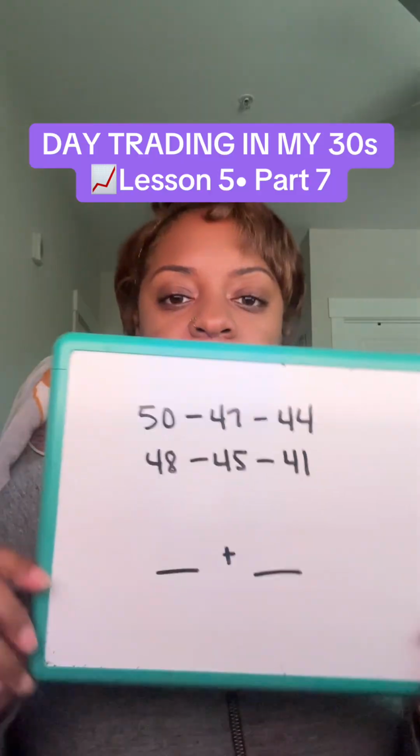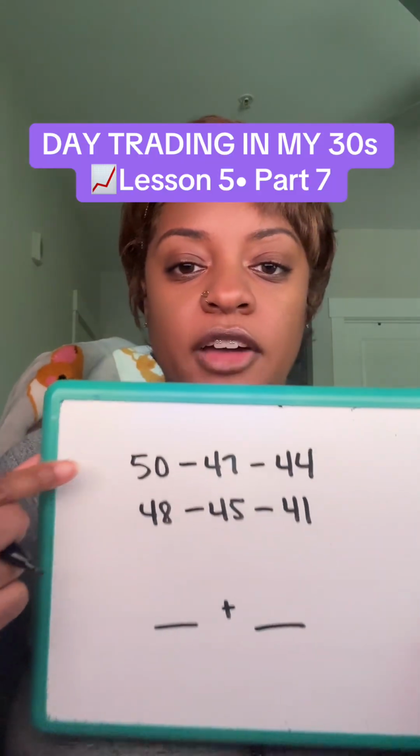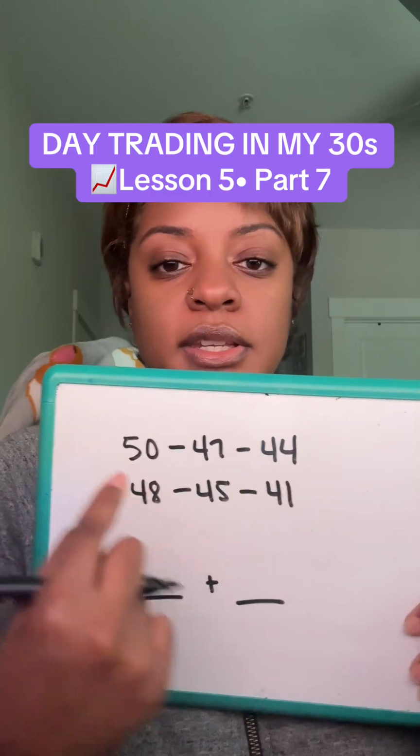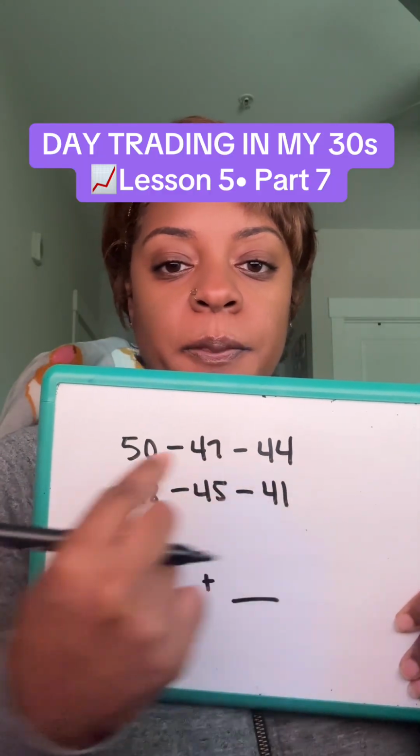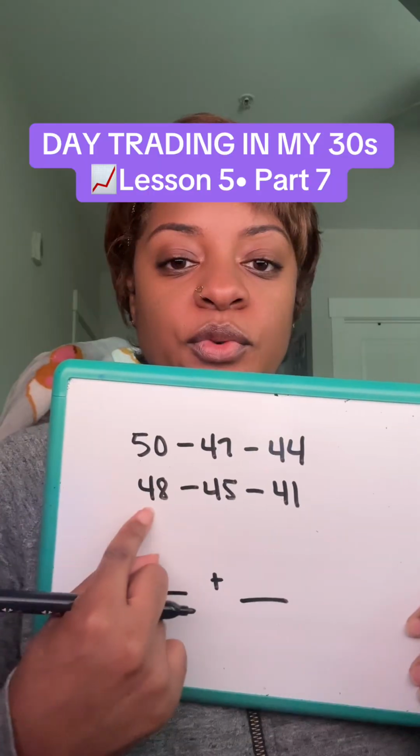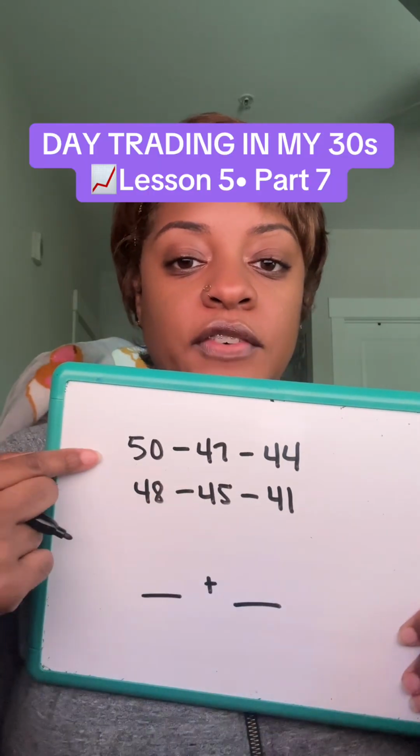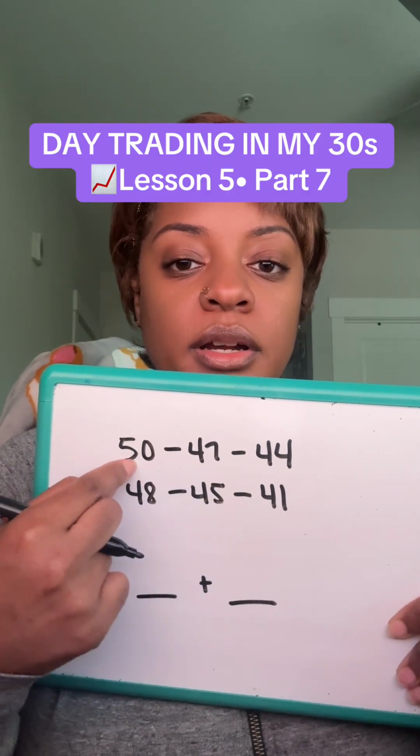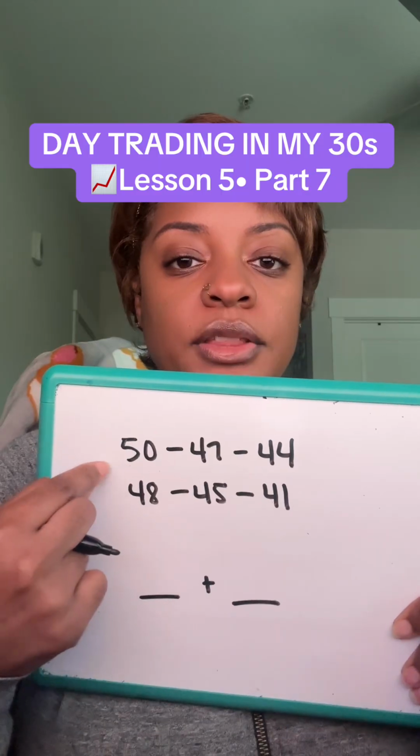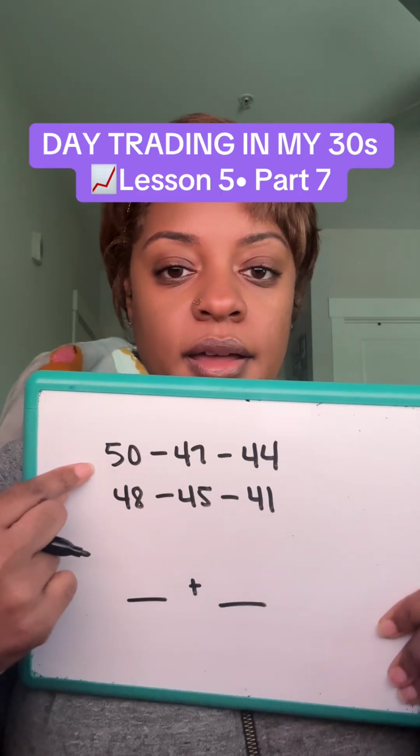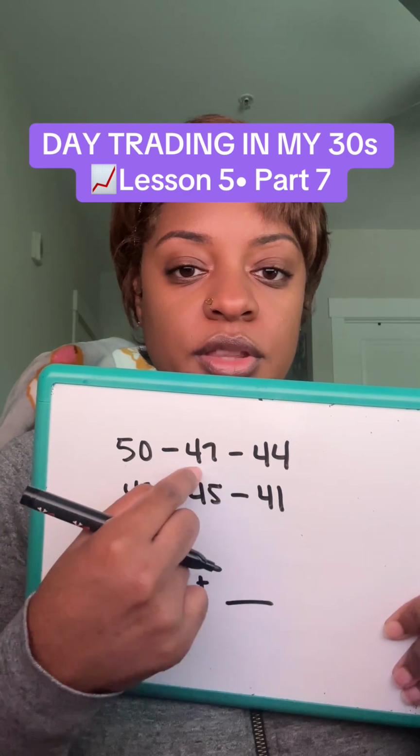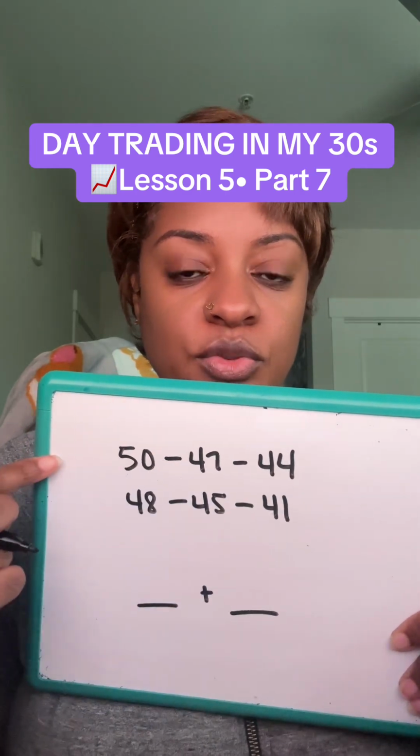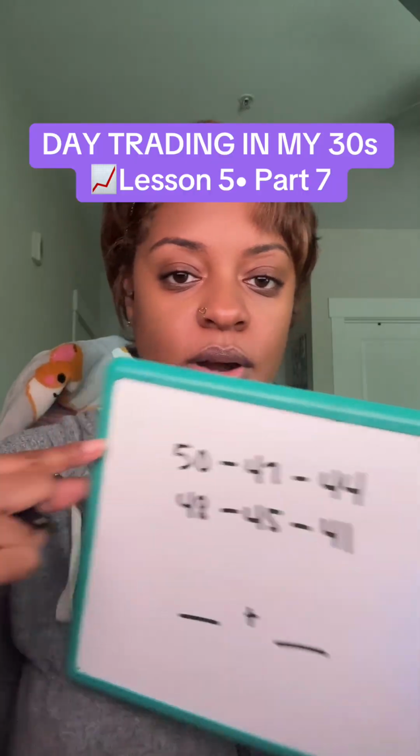For question 5, we have swing highs of 50 to 47 to 44, and swing lows from 48 to 45 to 41. Now for the swing highs, the new swing high is lower than the previous swing high. So that's a lower swing high. 44 is lower than the previous swing high, so that's a lower swing high. Slash, we got a lower high.